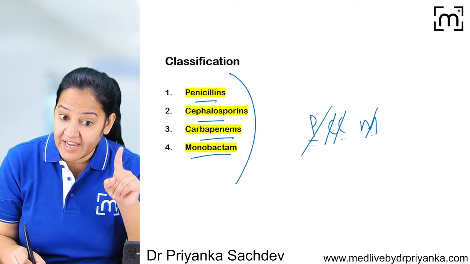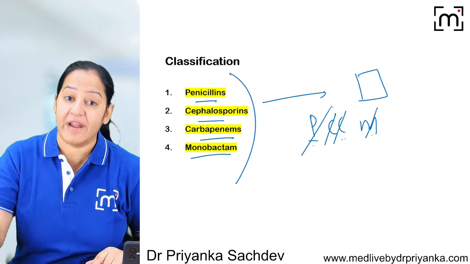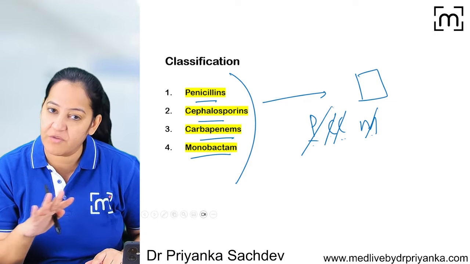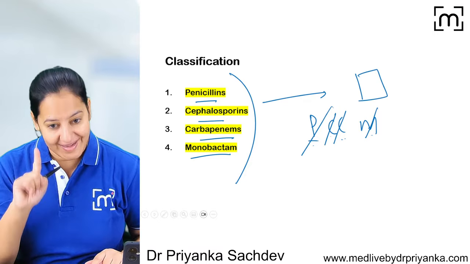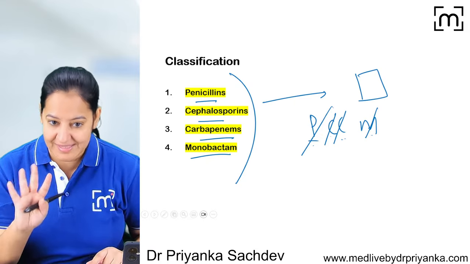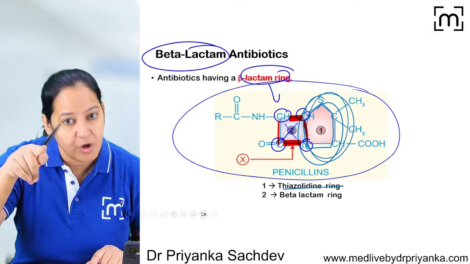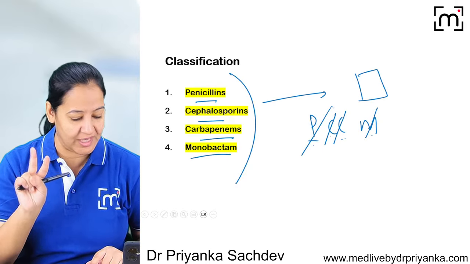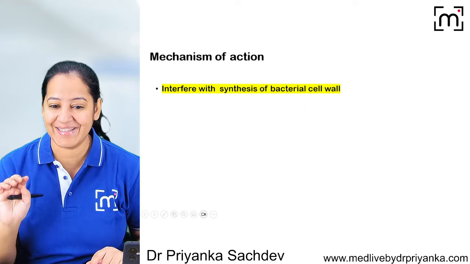They all have one thing in common: they all have the beta-lactam ring in their structure. That's why they are all known as beta-lactam antibiotics. The mechanism of action of all of them is the same. Penicillin, cephalosporin, carbapenem, and monobactam, these are the 4. So this is the classification. We have seen the structure, and we have seen the classification. Till now, we have seen 2 things. Can we go ahead? Say yes.